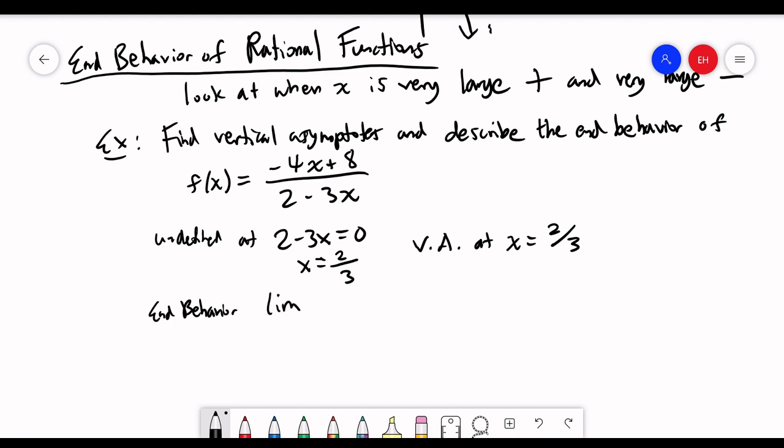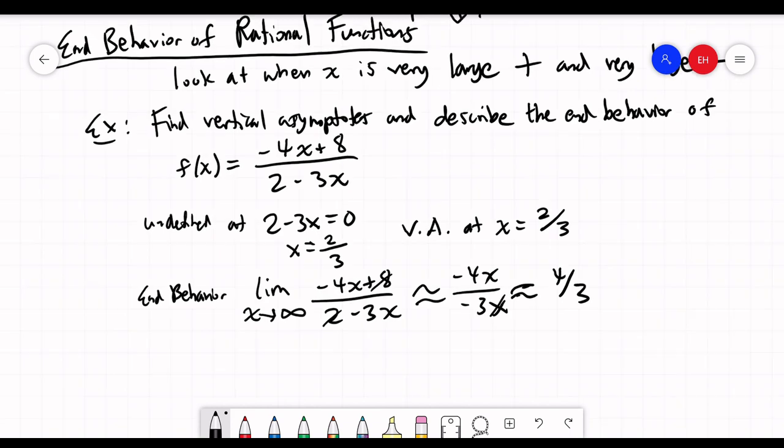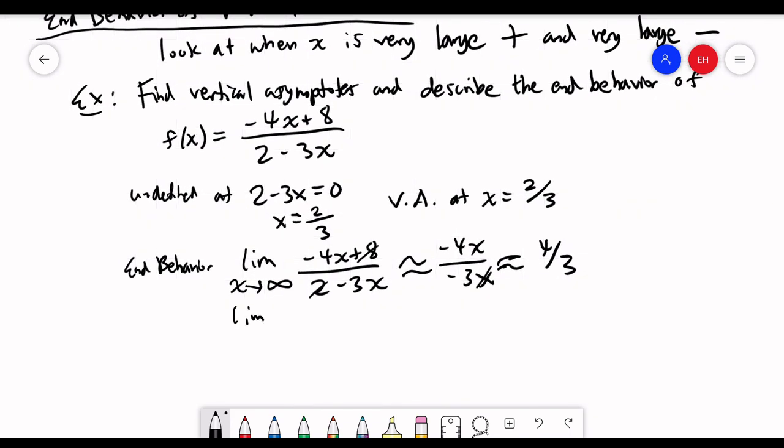The idea of a limit, what I'm writing here, is I'm basically saying, hey, x is going to go to infinity, and what's going to happen to this thing that I'm going to write? Well, if you think about it, when x is infinity, does it care about plus 8? No, it's like a little mosquito that it's going to swat off. And same thing with the bottom, minus 3x plus 2, infinity doesn't care about the plus 2. So you can basically cross those out, and then you get minus 4x over minus 3x, and the x's cancel, and you get 4/3.